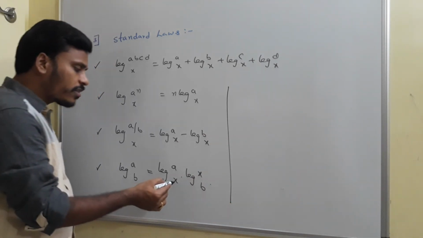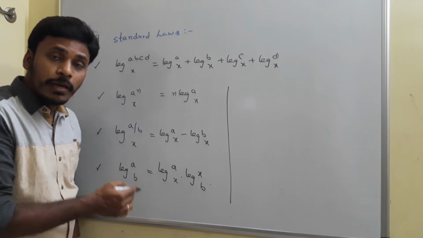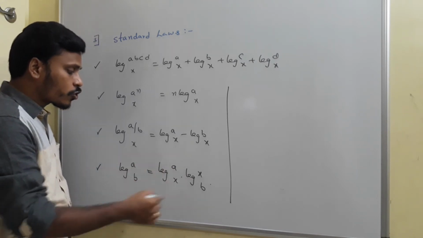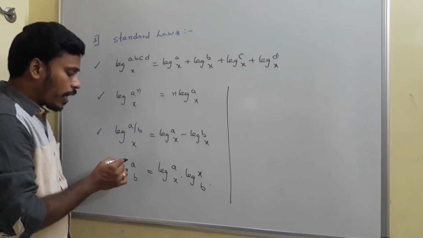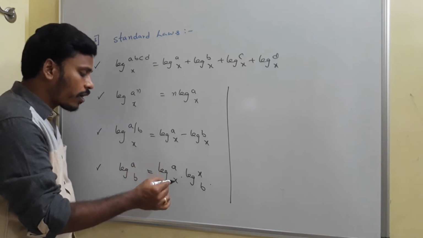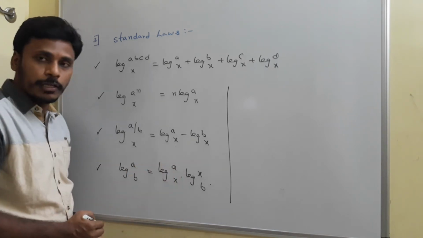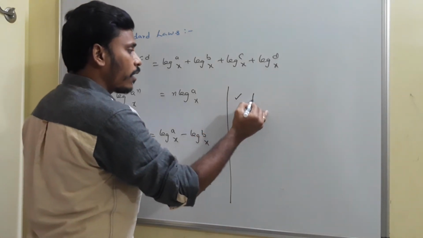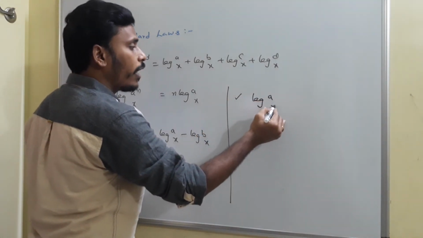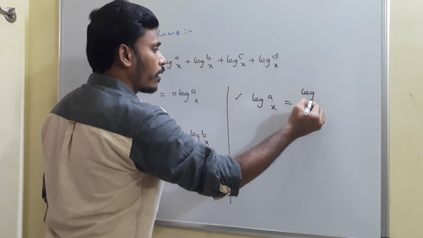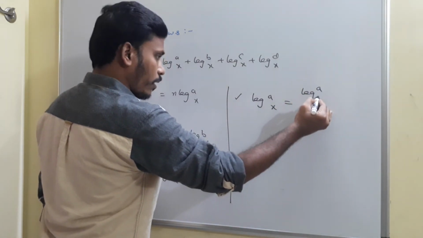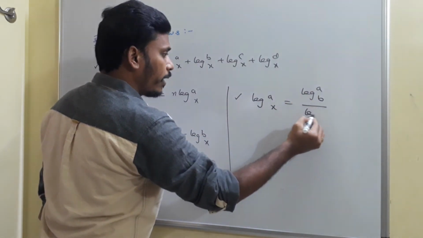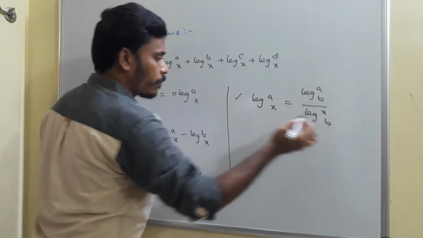In the next step, this x may be any number. We have a chance to rewrite in different manners. Logarithm of a base b is equal to logarithm of a base x into logarithm of x base b. For suppose if you send this log x base b to this side, then it becomes like this: logarithm of a base x is equal to logarithm of a base b divided by logarithm of x base b. Just have a look.